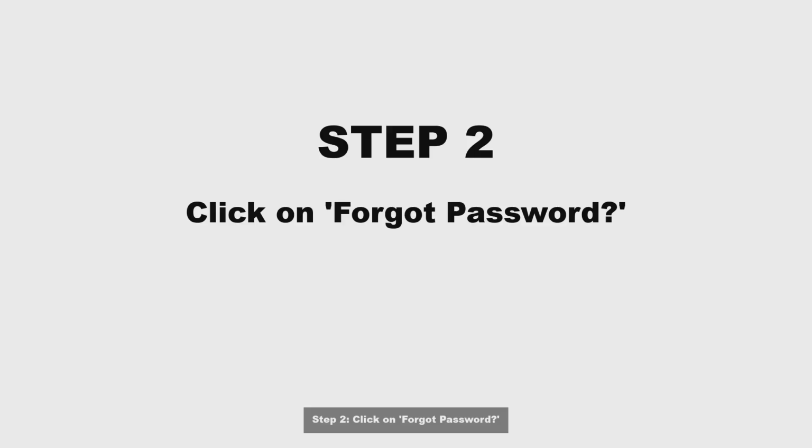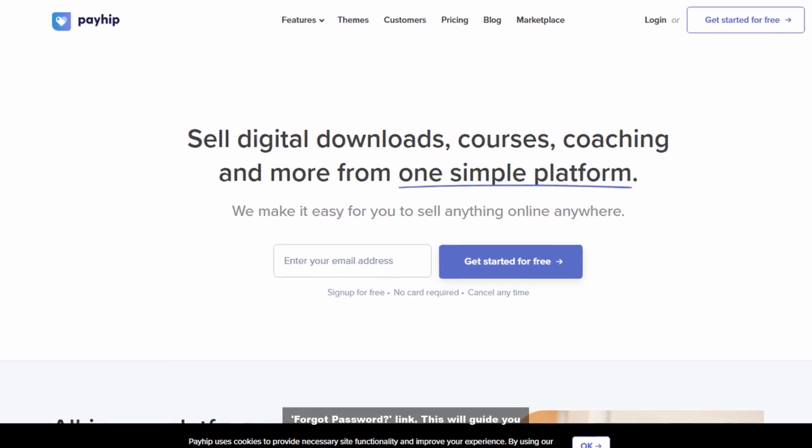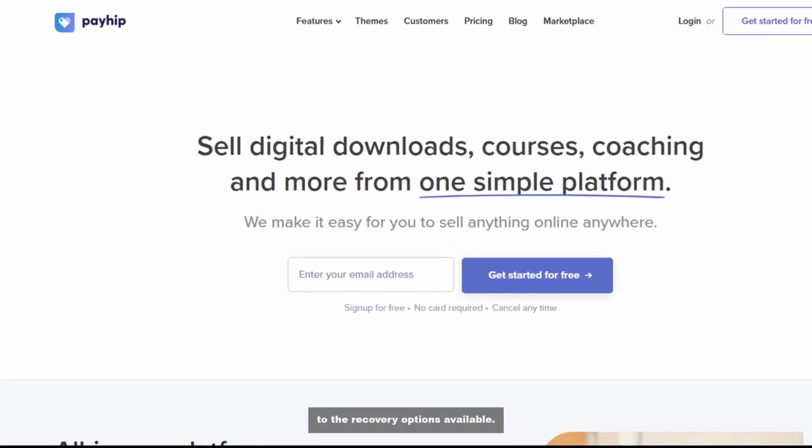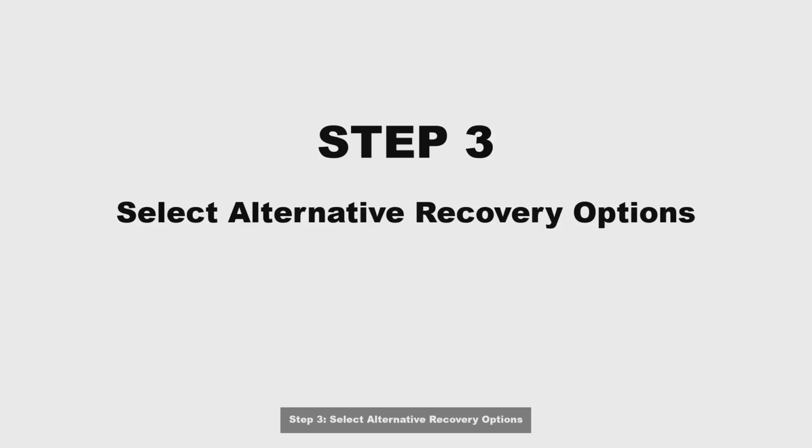Step 2. Click on Forgot Password. On the login page, locate and click the Forgot Password link. This will guide you to the recovery options available. Step 3. Select alternative recovery options.